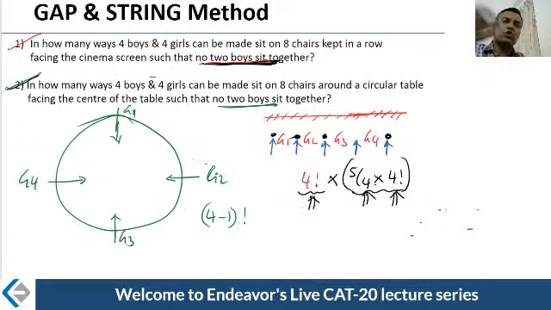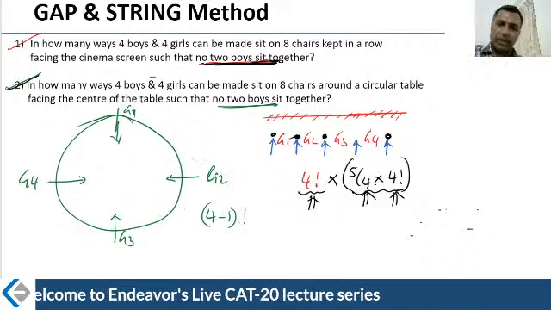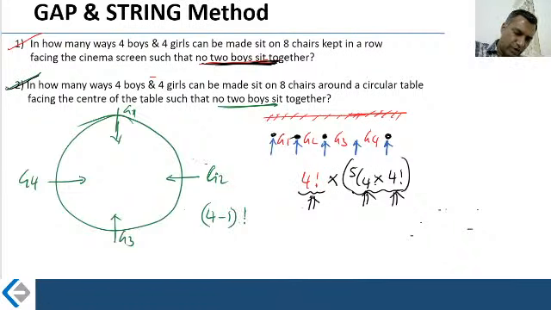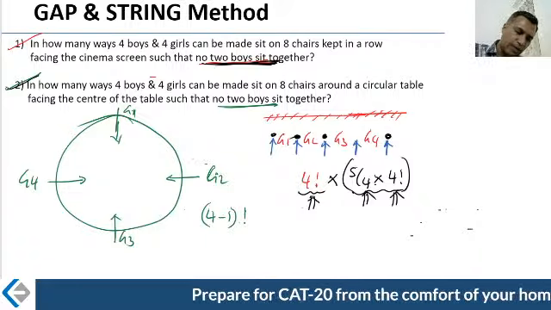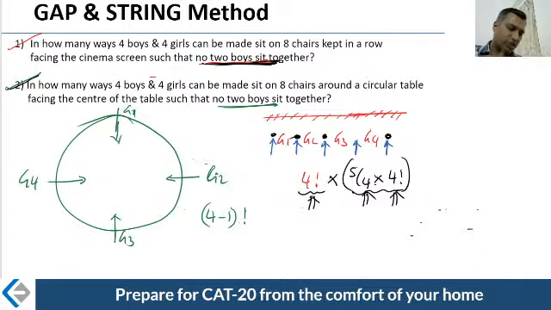Because whichever girl goes first and sits, that girl forms the reference. Then the other girls will arrange around that particular girl in 3 factorial ways. That's what you mean by 4 minus 1 factorial. The girls have taken the positions in 4 minus 1 factorial ways. Fine, the girls are seated now.